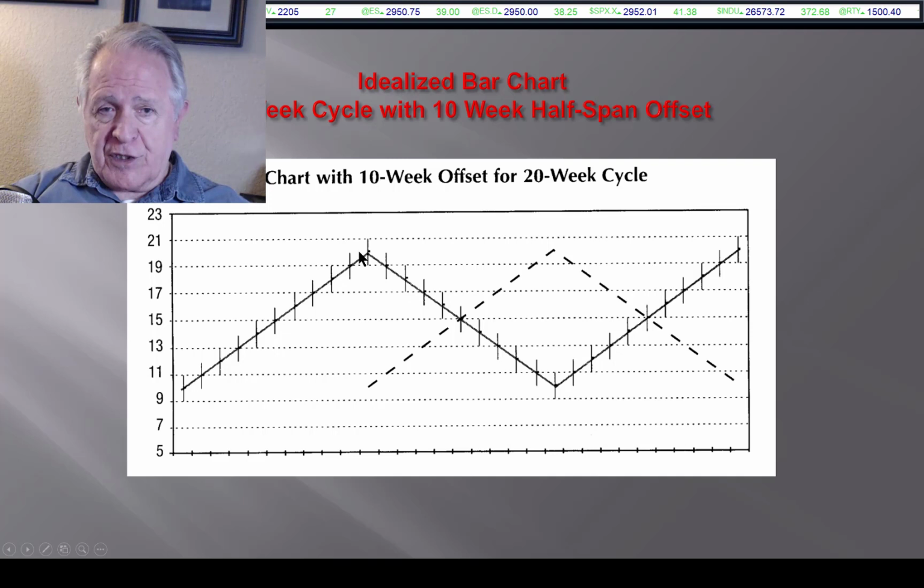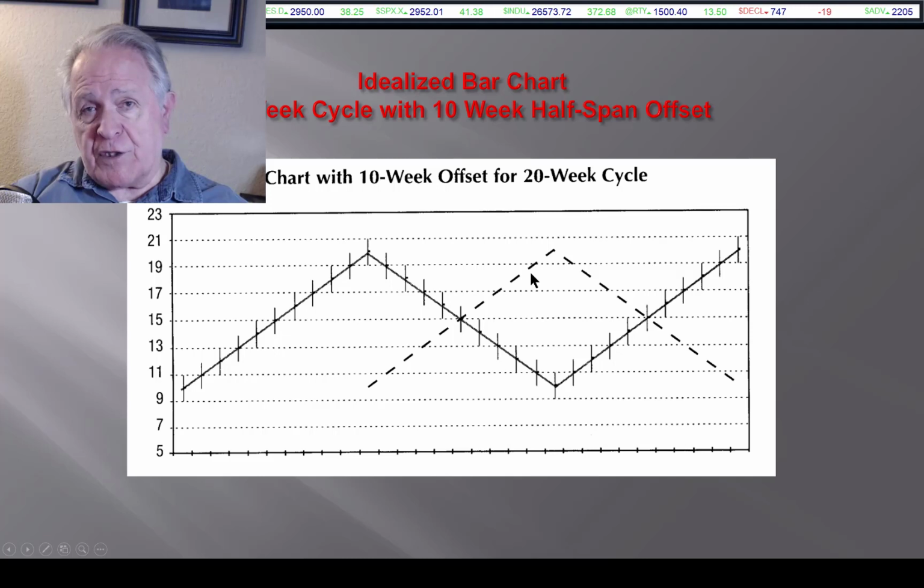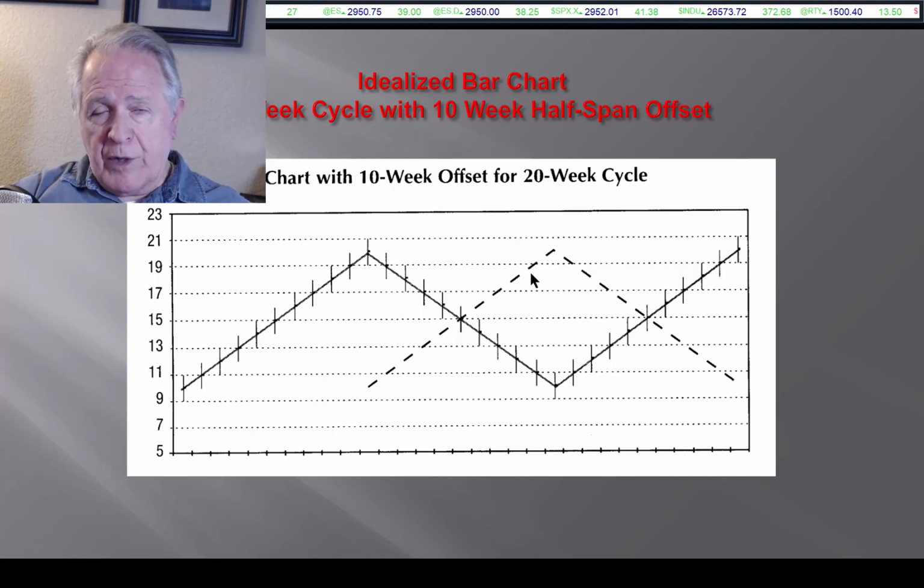Again, if this is a 20-week cycle from top to top and bottom to bottom, then we move the midpoint of each one of the bars forward 10 weeks, and look what happens. Prices come down, they cross the 10-week offset at exactly the halfway point. 15 is the halfway point. 6 points higher was the high. 6 points lower is the low. That's 9 and 21. Take 15 plus 6, 15 minus 6. And so this is what we do when we show you the offsets that we do our updates with.